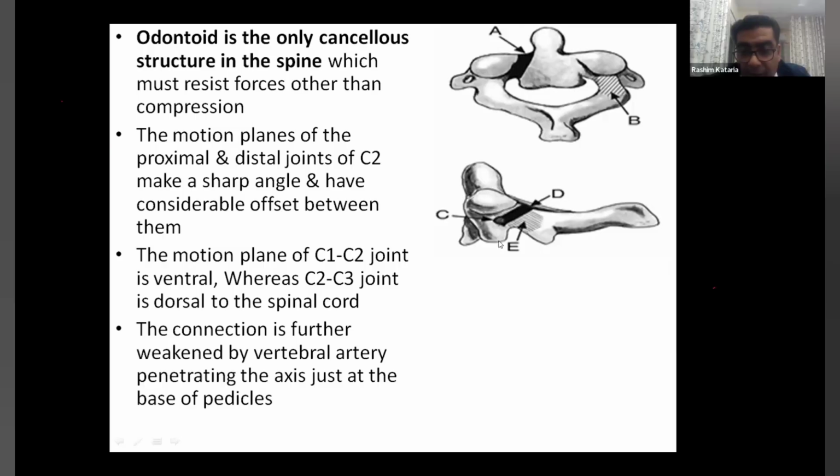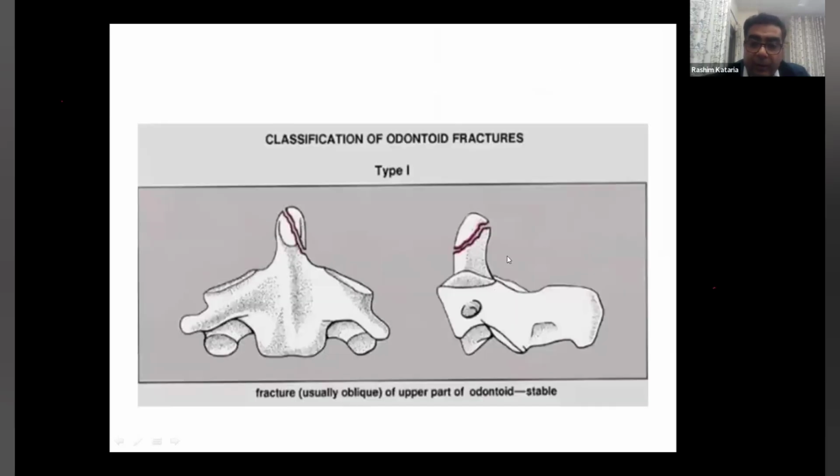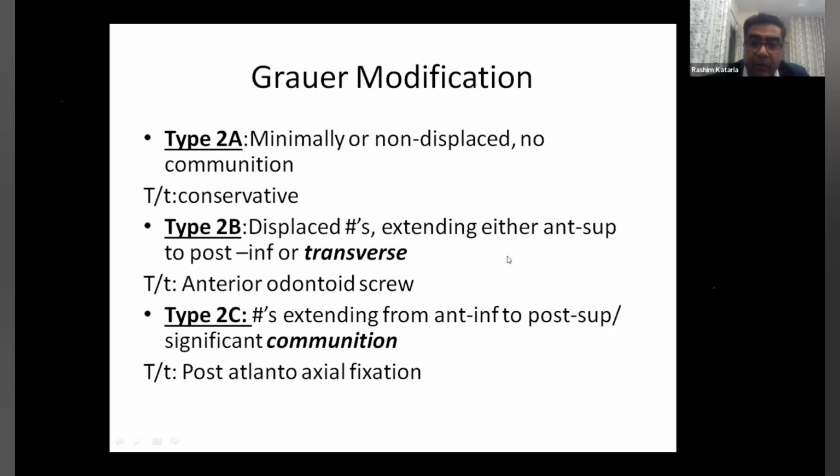So this portion of the bone is further weakened by the groove for the vertebral artery. That means this area of the bone is very weak and liable to break. This is the Anderson-D'Alonzo classification. We all know this is the Grauer modification of type 2 fractures.